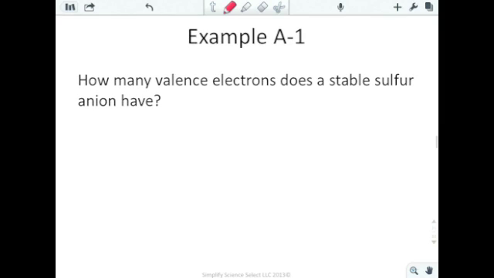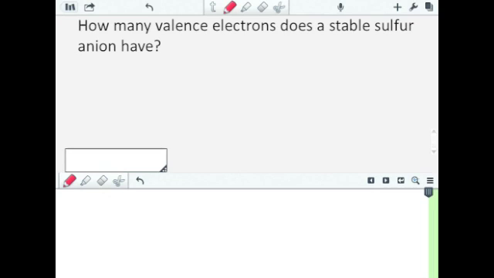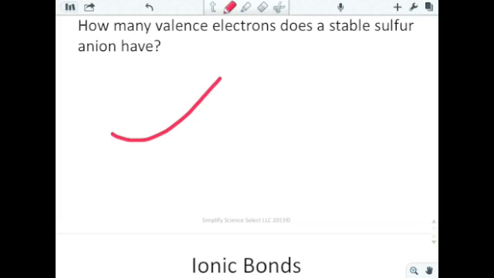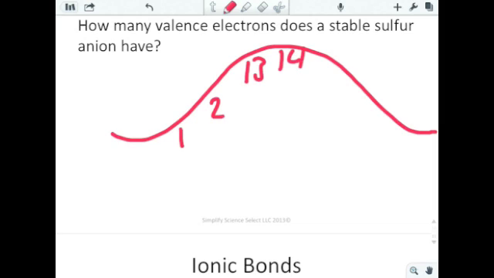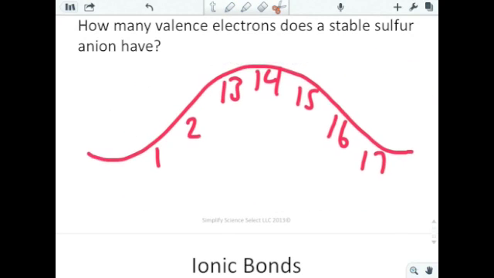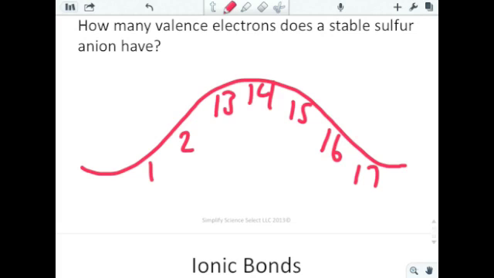So let's look at an example. It says, how many valence electrons does a stable sulfur atom, anion, have to have? The first thing I want us to write down here is something we call the hill of oxidation numbers, just so that we can have it. It gets us a hill that looks like this. And we get group 1, group 2, group 13, group 14, group 15, group 16, and group 17. And our oxidation numbers are going to be what they normally do.